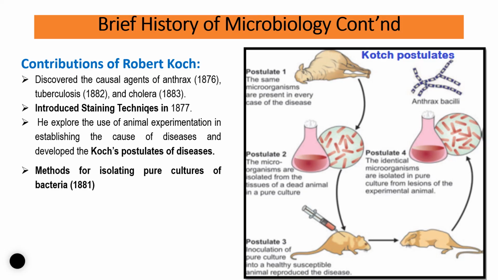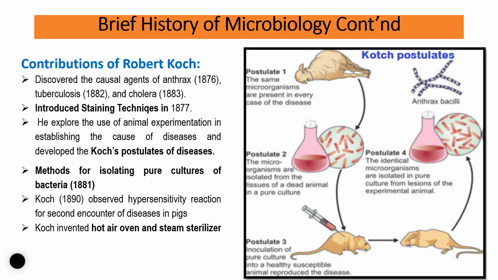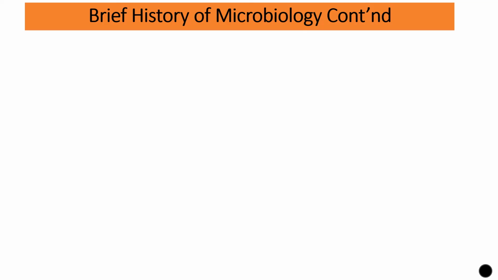In addition to these contributions, Robert Koch also introduced the method for isolating pure cultures of bacteria in 1881. So Robert Koch made so many contributions. He was the first that observed a hypersensitivity reaction on second encounter of disease in pigs, in around 1890. He also invented the hot air oven and steam oven.